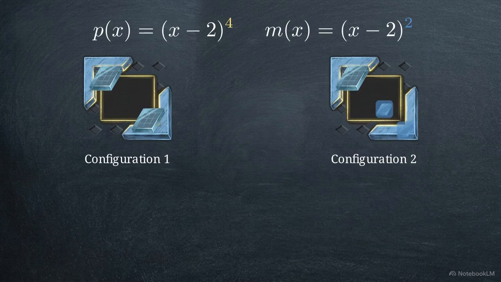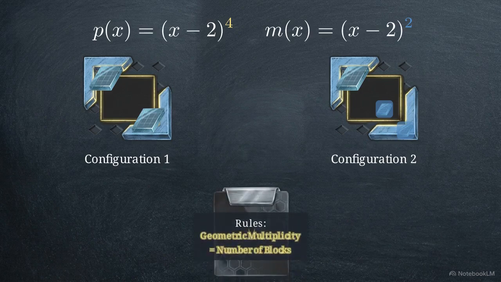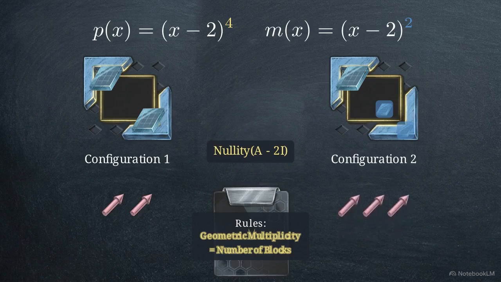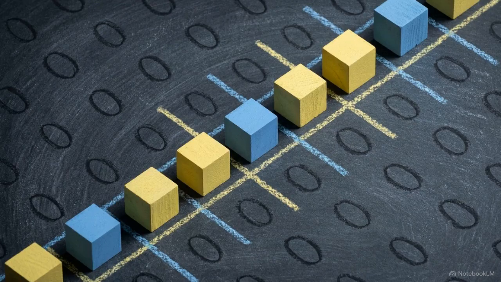To decide between them, we need the geometric multiplicity, the number of blocks. We find this by calculating the nullity of A − 2I. If the nullity is 2, we have 2 eigenvectors and 2 blocks. If it's 3, we have 3 blocks. The number of independent eigenvectors determines the final structural layout. The Jordan form provides a structural layout that accounts for missing eigenvectors, turning abstract algebraic properties into a concrete grid of blocks.